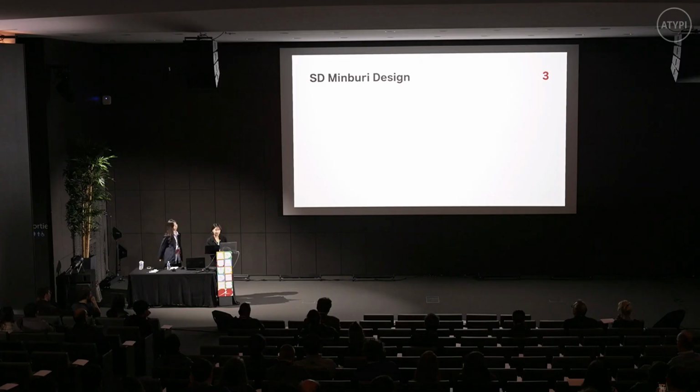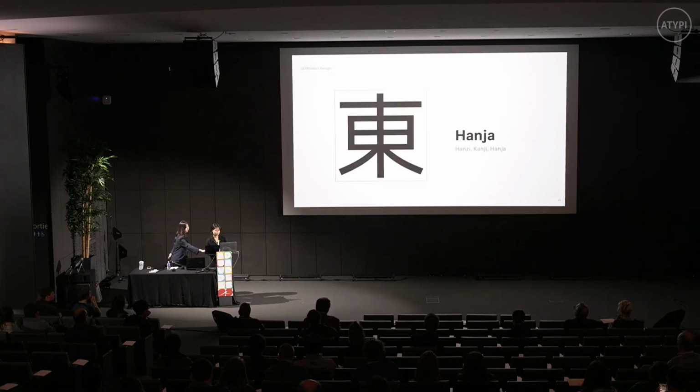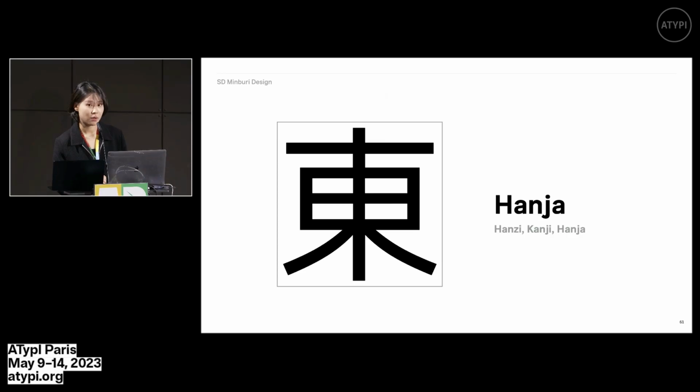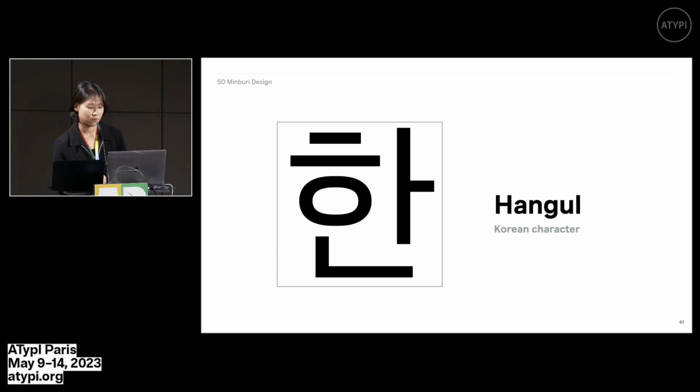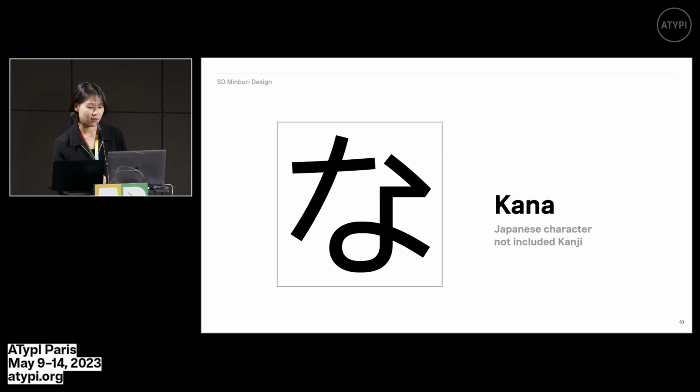Before starting, I'm gonna explain some terms I use. The term 한자 contains Chinese kanji, Japanese kanji, and Korean hanja. So hanja refers to the ideographic character in this presentation. Hangul refers to the Korean character, and kana refers to the Japanese character not included kanji.